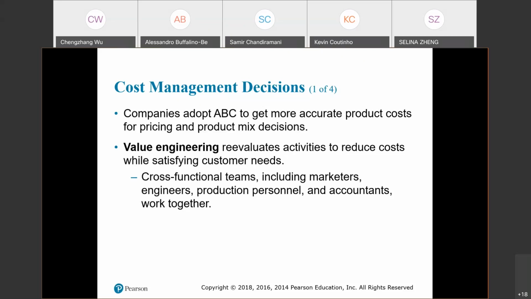For example, the marketers to identify customers' needs. The engineers are responsible to design the product that can be produced more efficiently. The production department is responsible to help improve the manufacturing process, and accountants are responsible to estimate the cost.